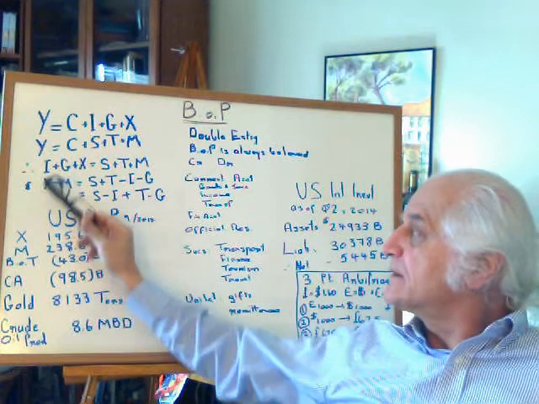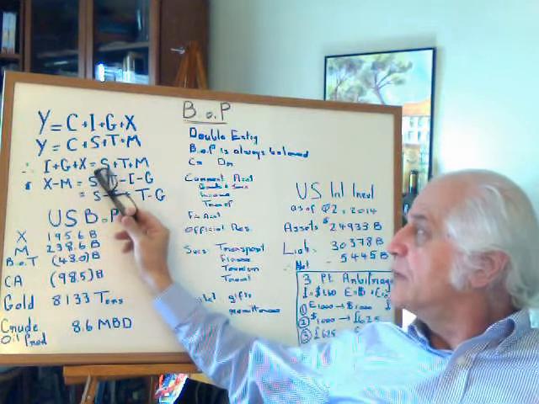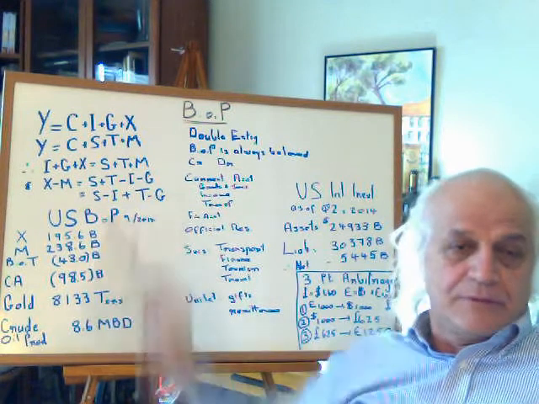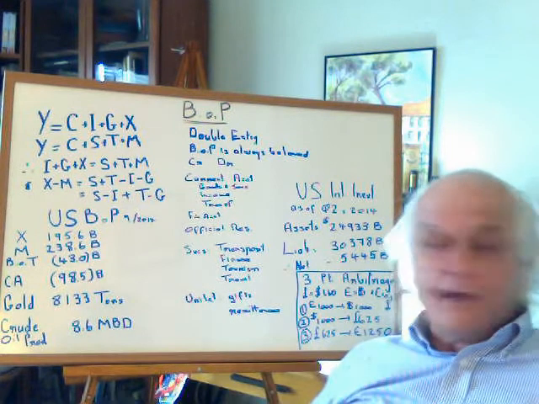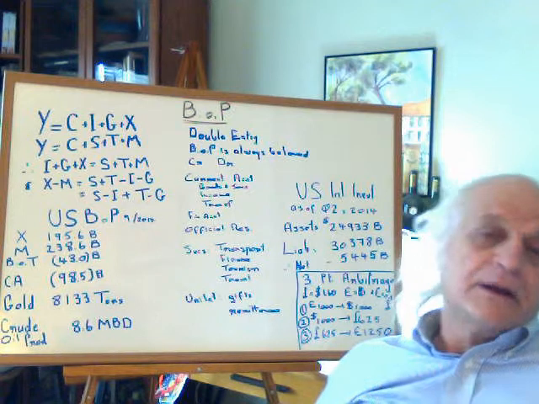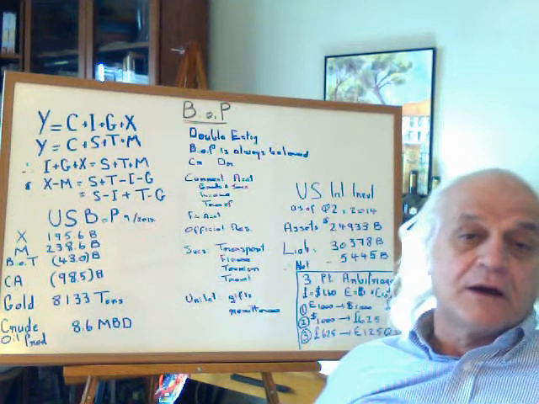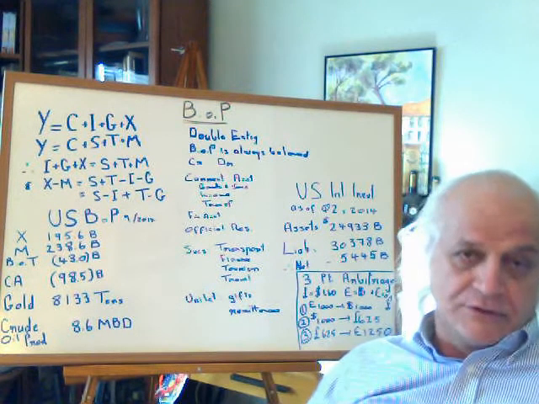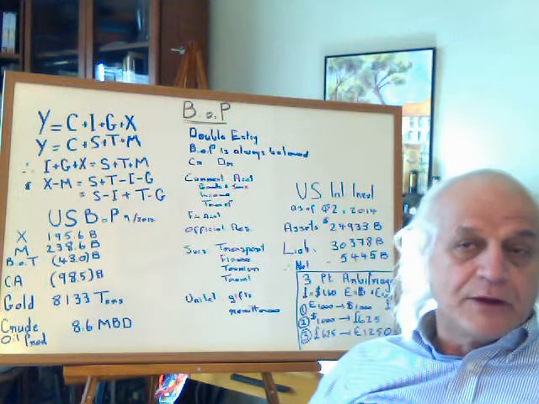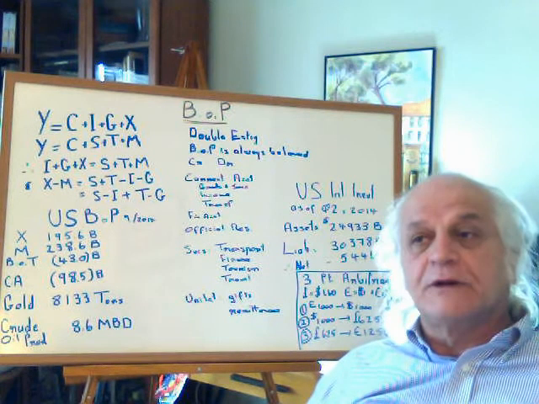And so you're saying that I plus G plus X is equal to S plus T plus M. Now that is the condition really for equilibrium in any economy, and then in this case, an open economy with a government sector. So it's not Smithian.